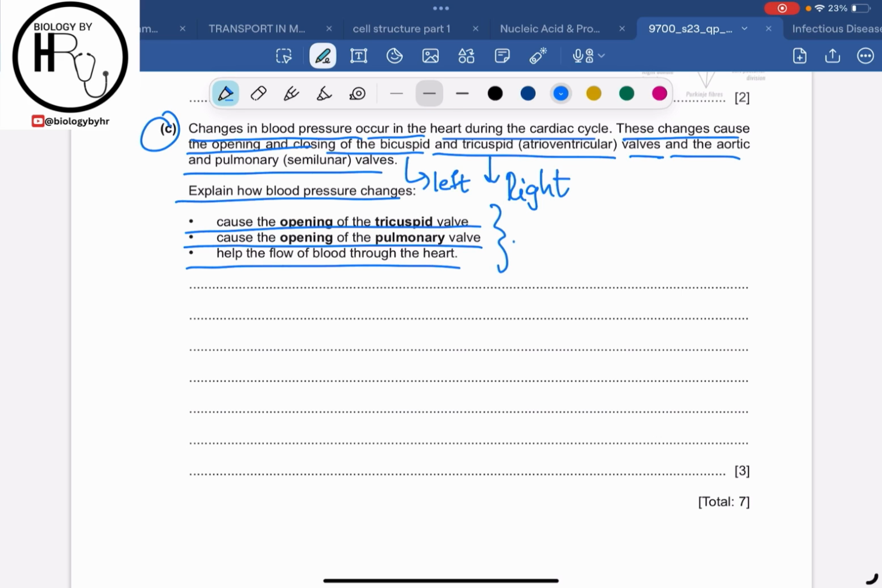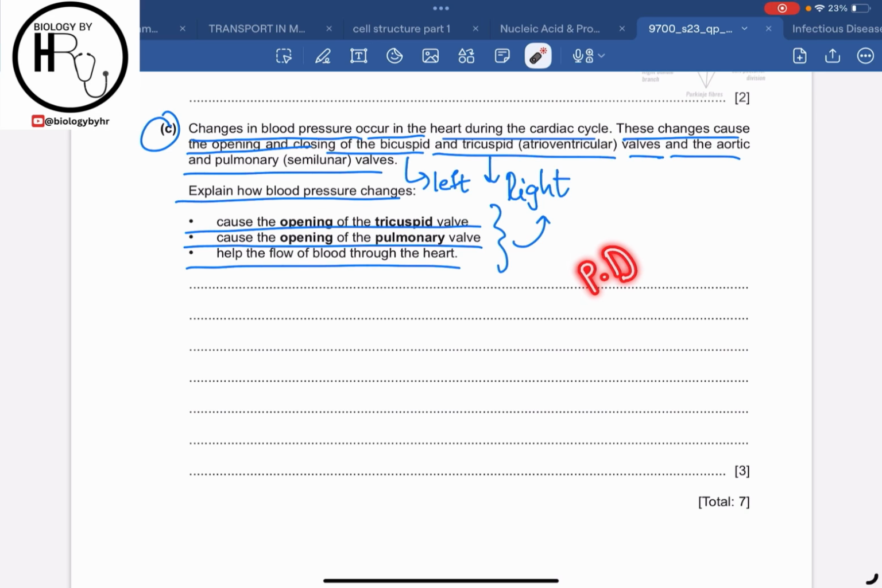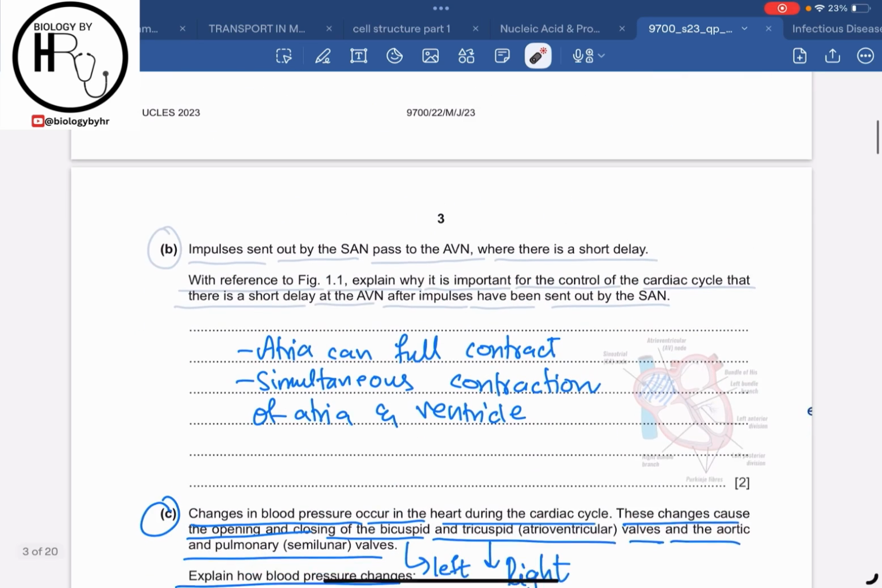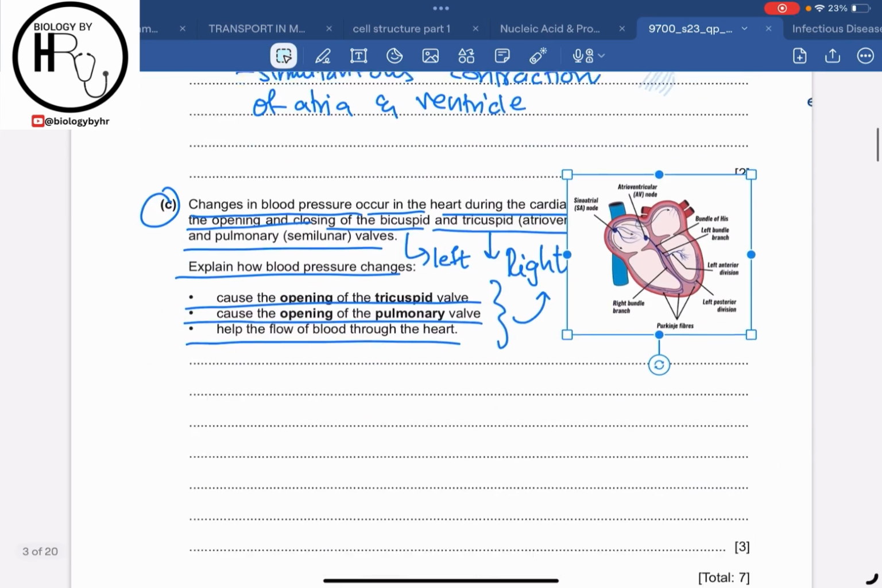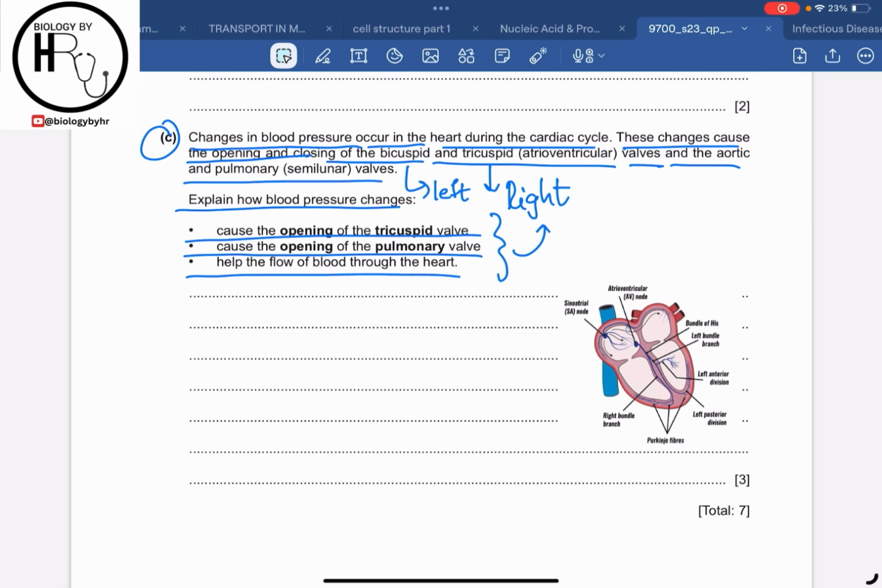Alright, so they are talking in reference to the right side of the heart in this part as well. We all know that the blood moves through the heart because of pressure differences. Now when the atria contract, the pressure inside the atria is going to rise above that of the ventricles, obviously because it is contracting. So the tricuspid valve will open and the blood will flow into the ventricles.